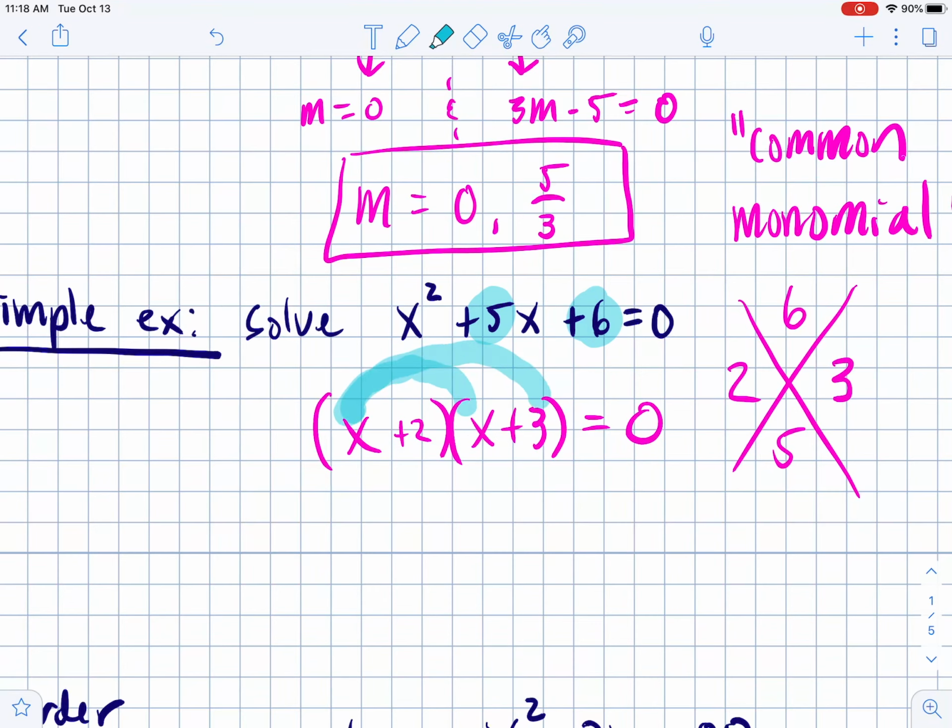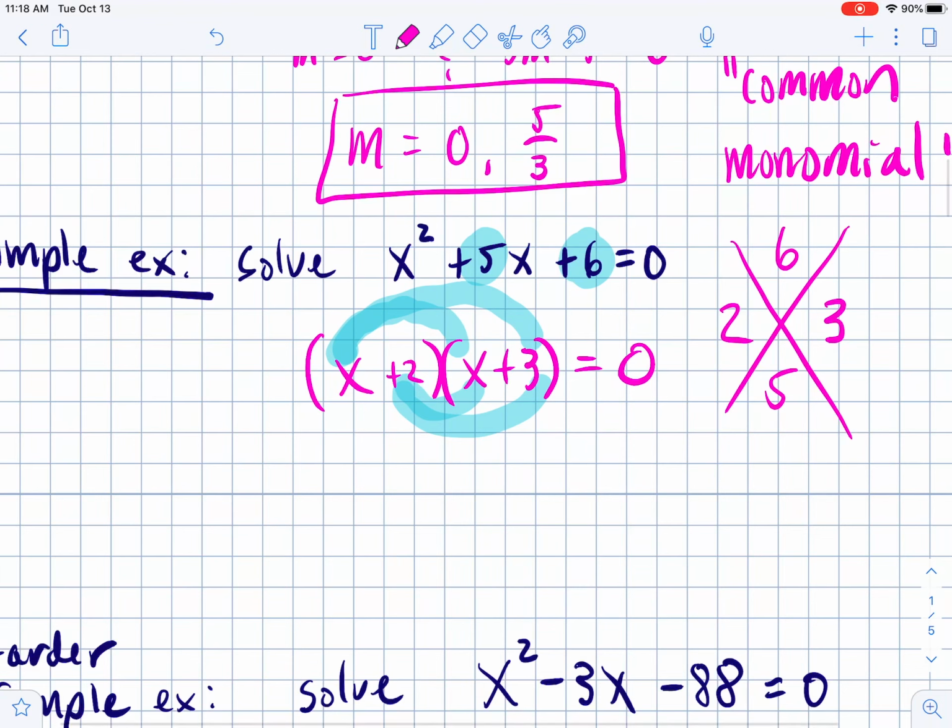I always do a quick FOIL in my head to make sure I'm going to get back the original problem. If I first outer, inner, last this, you get x squared plus 3x plus 2x plus 6. So the 2x and the 3x. Yes, it does work. I did it right.